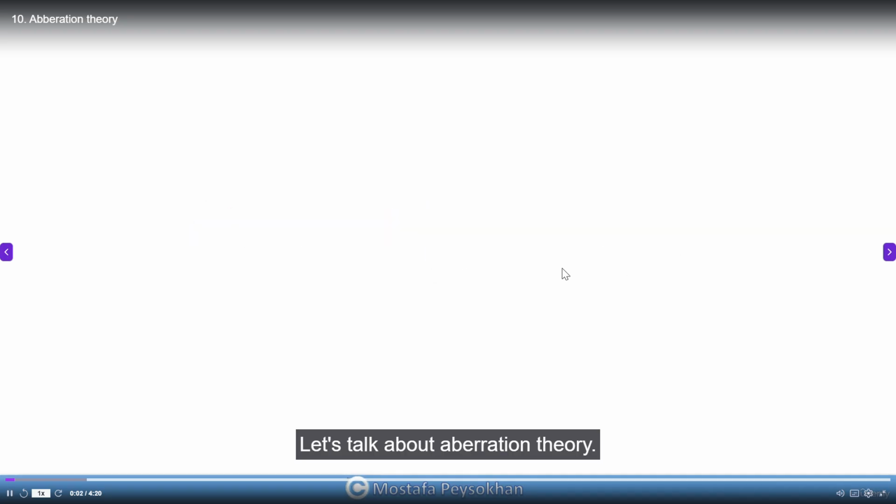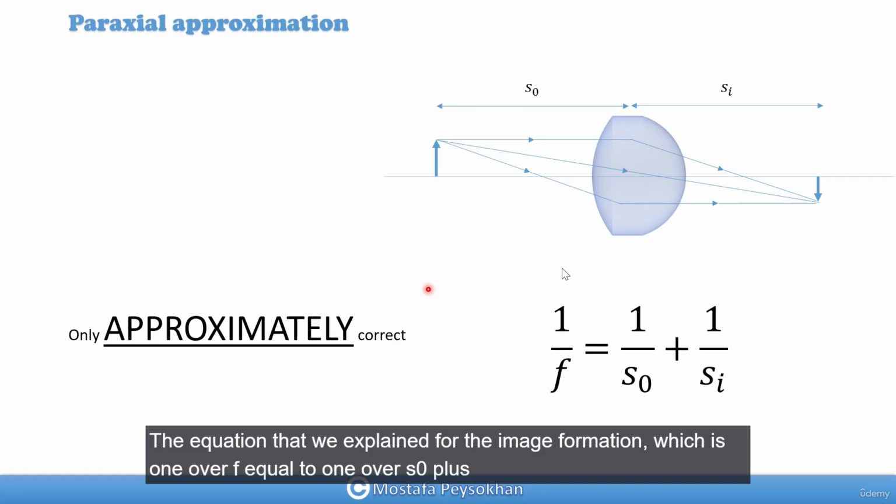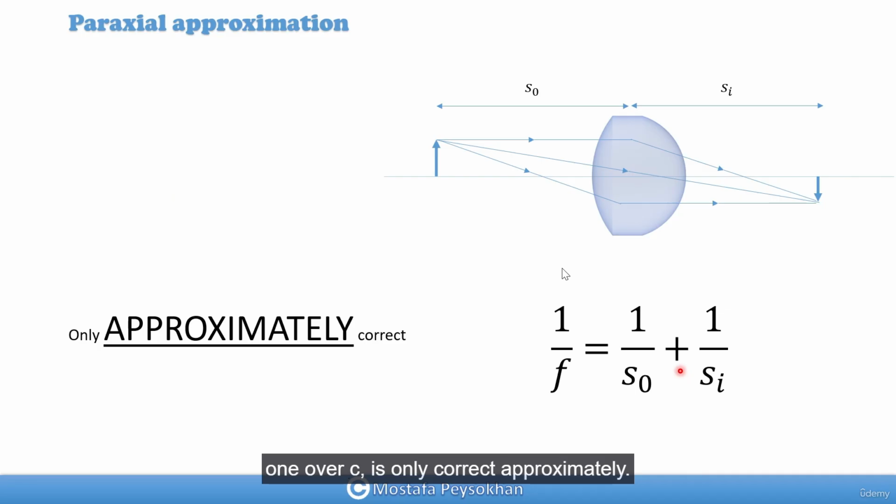Aberration theory. The equation that we explained for the image formation, which is 1 over f equal to 1 over SO plus 1 over SI, is only correct approximately.